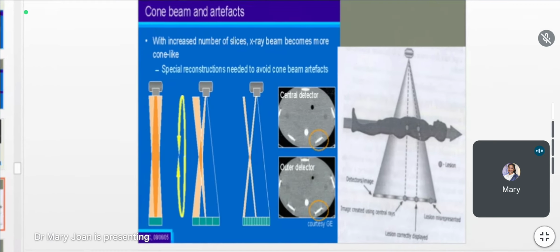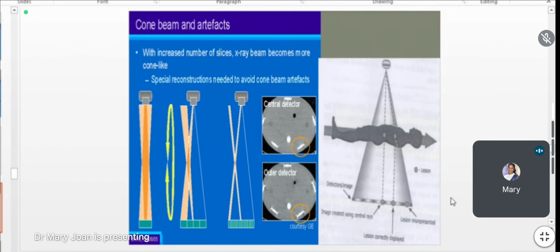So, cone beam artifacts. With an increased number of slices, the X-ray beam becomes more cone-like. So spatial reconstruction is needed to avoid cone beam artifacts. When more slices are taken, instead of a parallel beam or a fan beam, the X-ray beam becomes more like a cone beam.